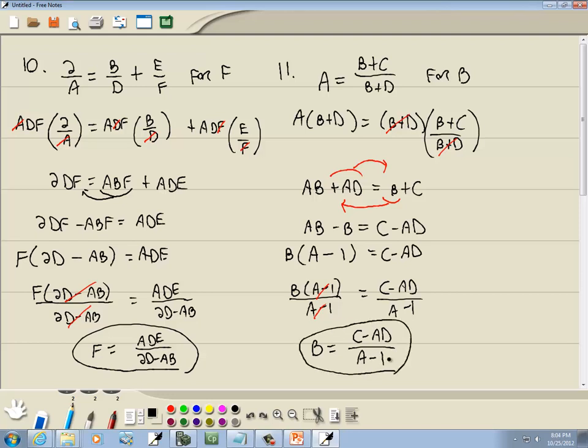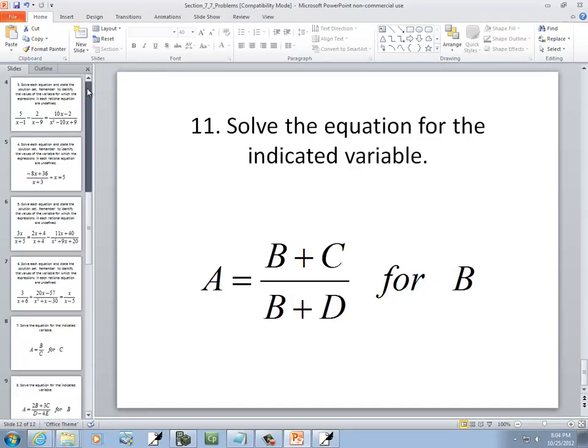And that's actually the end of that section too. So let me go ahead and save it.